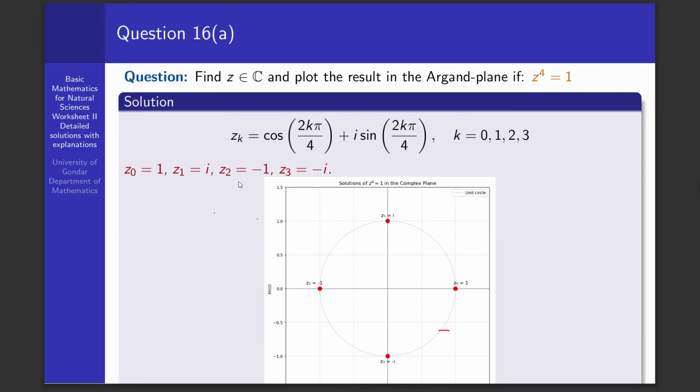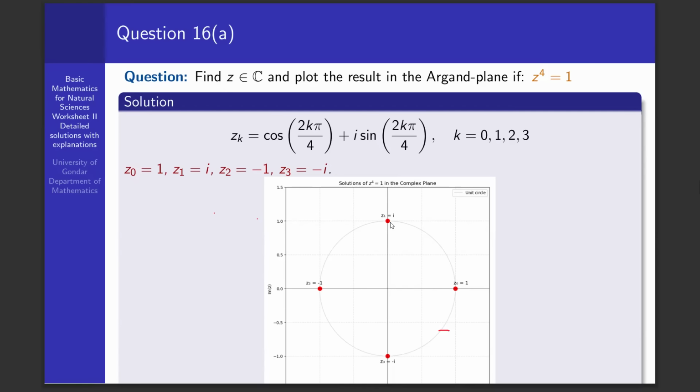We know that, for example, here, i is the root of this one. Its complex conjugate, that is z3, which is -i, is also the root of this one. The same holds true for z0 and z2. Then the plotting for this one could be that when z0 is this one, that's simply 1, purely on the real axis, and z1 is positive i on the positive imaginary axis.